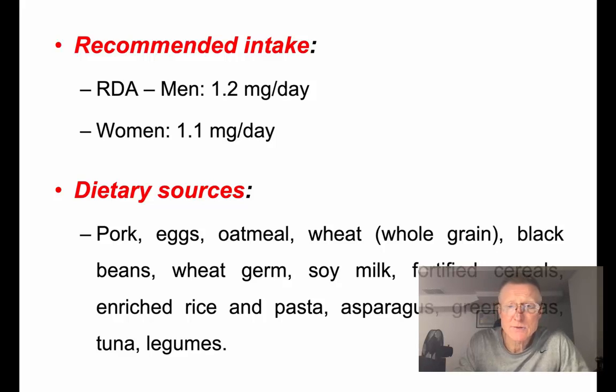So what are the dietary sources? Where do we get them from? Animal products in general, but pork and eggs are probably the richest ones, but you get it also in plants such as oatmeal, wheat, especially whole grain, black beans, wheat germ, soy milk, fortified cereals, enriched rice and pasta, asparagus, green peas, tuna, legumes in general. So you can see that there is a wide variety of foods that can actually provide vitamin B1.